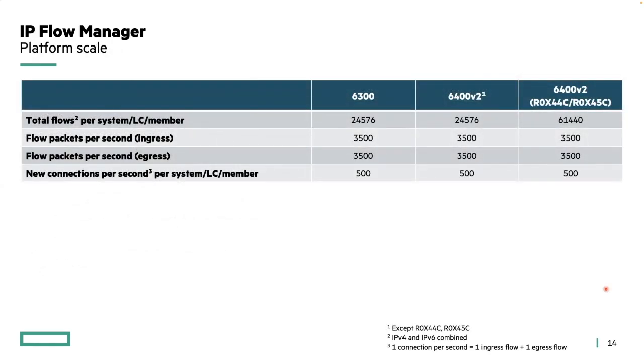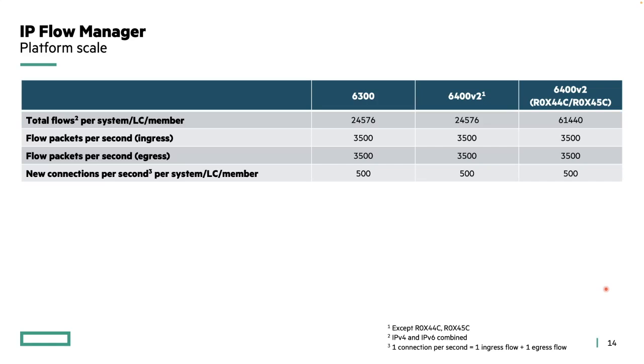Platform scale for the IP Flow Manager. This is essentially the same as the scale numbers for the application recognition feature. Total flows for the 6300, 6400 V2, with the exception of the two line card part numbers specified, 24,576 flows per standalone switch, line card, or VSF member.